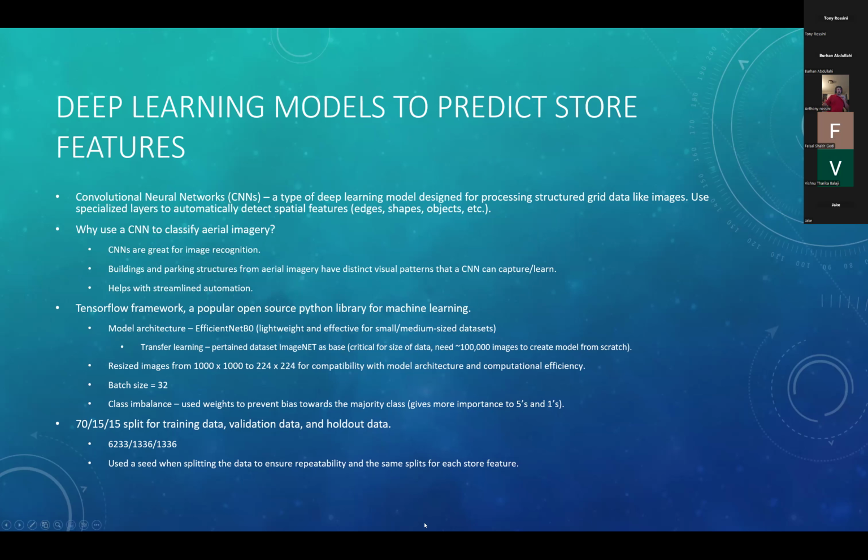And from there, like I said before, I split the data into training, validation, and holdout. That was a 70%, 15%, and 15% split. So the holdout data ended up being about 1,300 images. And I also used a random seed when splitting the data to ensure repeatability and also to make sure each feature had the same splits.